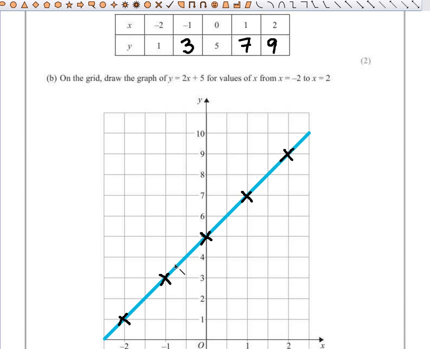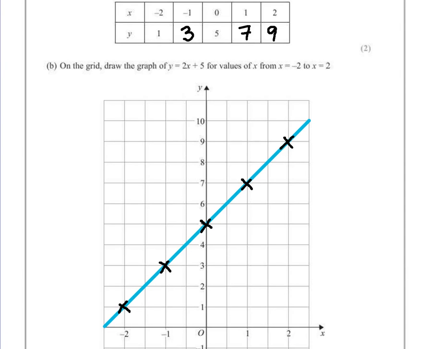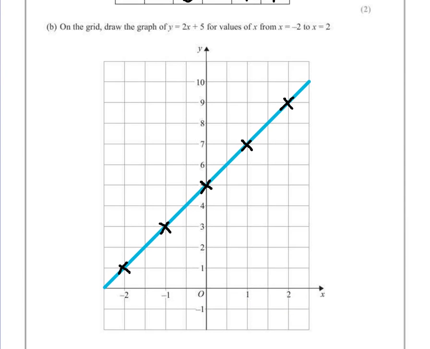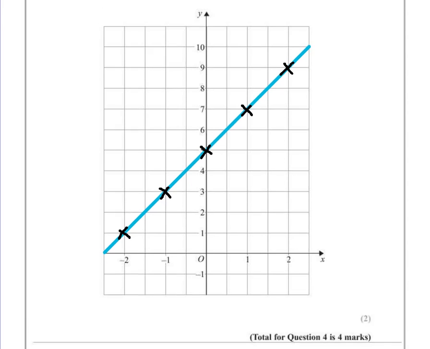If you only join the points together, you risk losing a mark there, because a linear graph could be for any values. Now, it does specify here though that you're drawing a graph from values x is minus 2 to x equals 2. So as long as your line goes between those two values, you should be okay and will get your 2 marks.